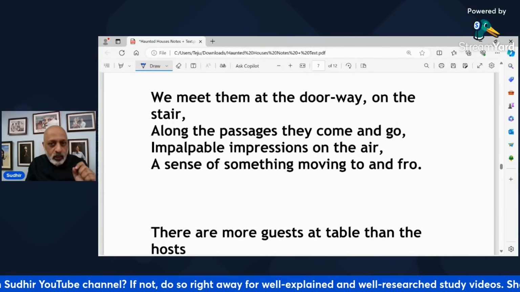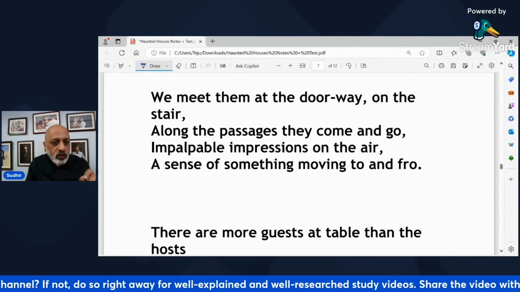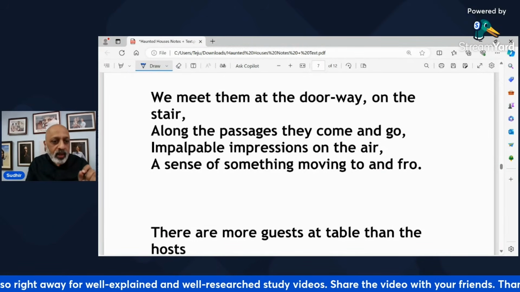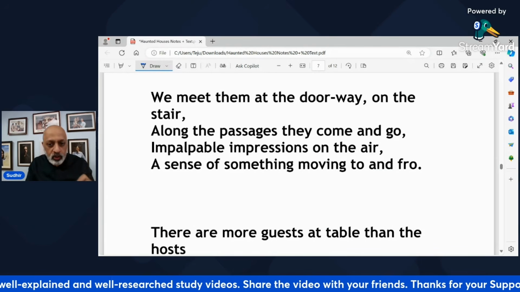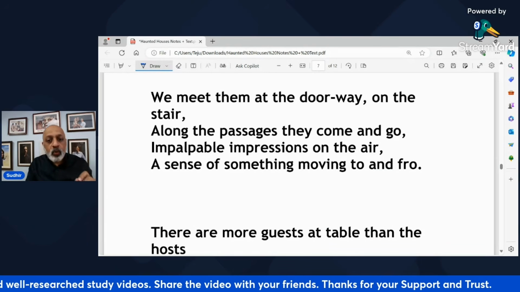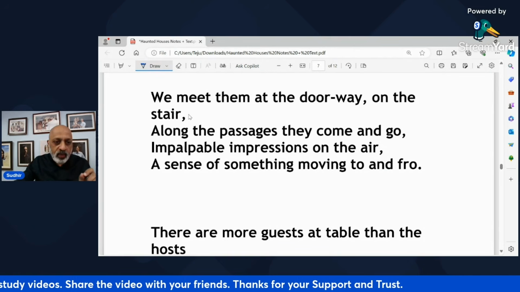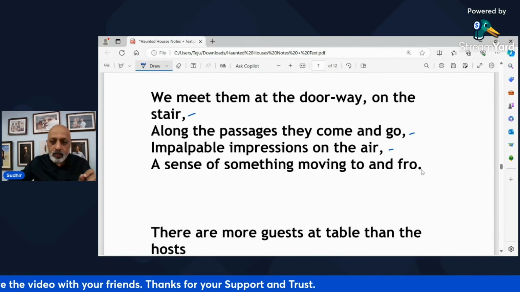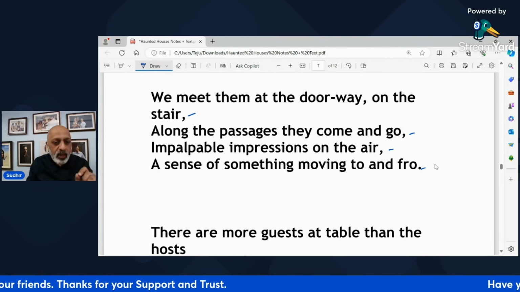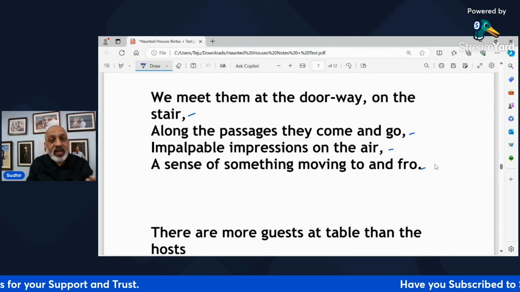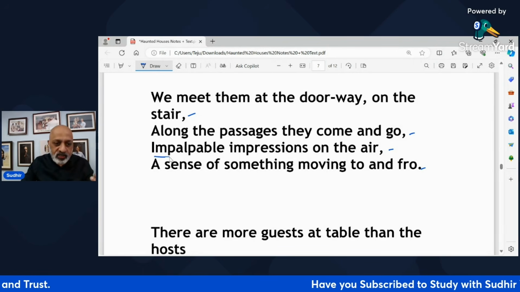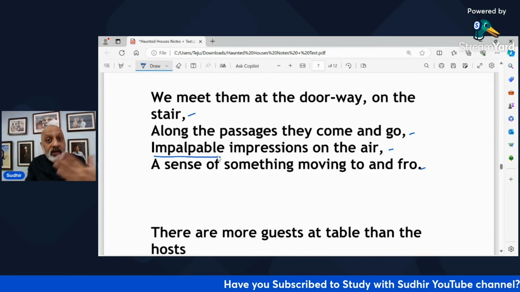We meet them at the doorway on the stair. Along the passages they come and go. Impalpable impressions on the air. A sense of something moving to and fro. Again, you see A, B, A, B. So what impalpable means? Something that cannot be felt physically.